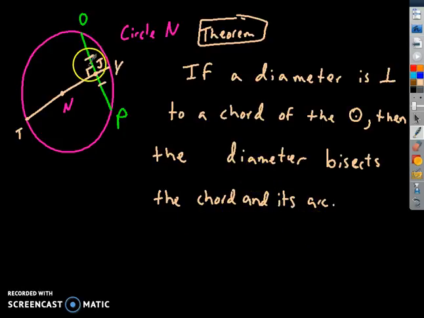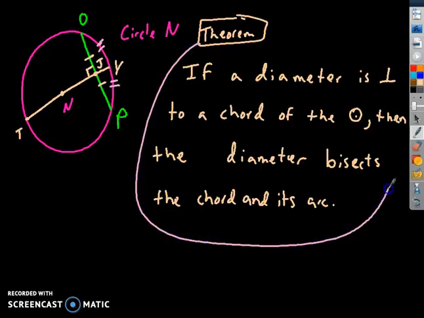So not only does it split this chord in half, two equal parts, it splits its arc into two equal parts. So this part is equal to that part. Whatever it was is now split in half. All right, so it's a nice little theorem to note. I'll get that down. It's a nice little thing to know when you're trying to prove something or you're trying to get to the next step in solving a problem. All right, a neat theorem.